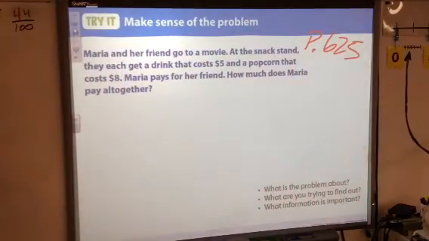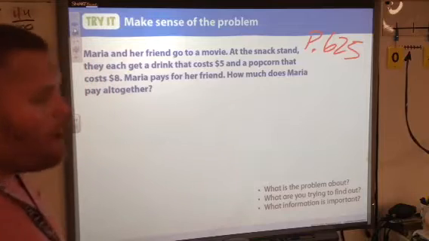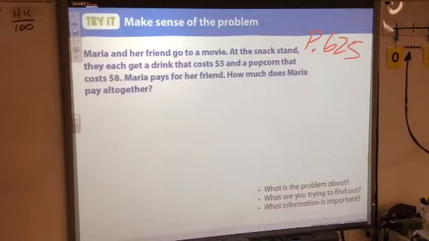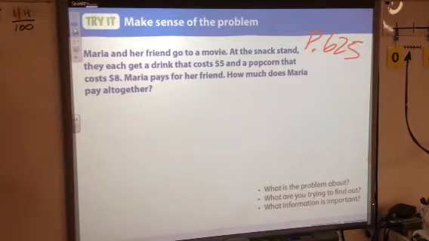We have to know what the problem is, and figure out what operations we are doing in this problem. It says, Maria and her friend go to a movie. At the snack stand, they each get a drink that costs $5, and a popcorn that costs $8. Maria pays for her friend. How much does Maria pay altogether? We have to recognize what we're doing here. We know a drink costs $5 and a popcorn costs $8. But we know that there are two friends.